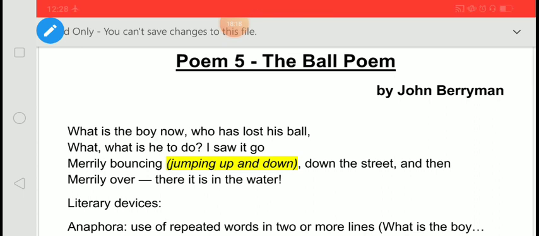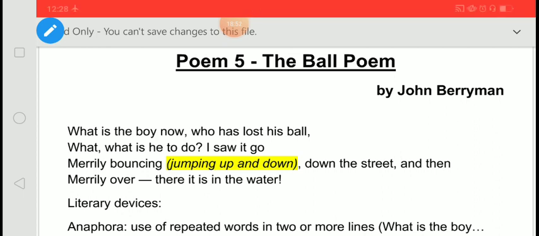I saw it go merrily bouncing. So the poet says that he had seen the ball jumping up and down cheerfully down the street, and then there it is in the water. The ball went into the water.